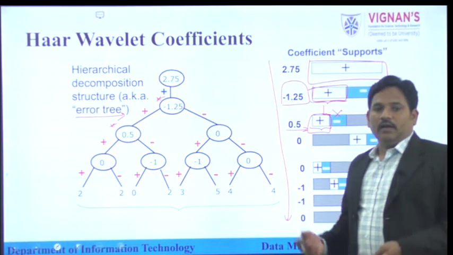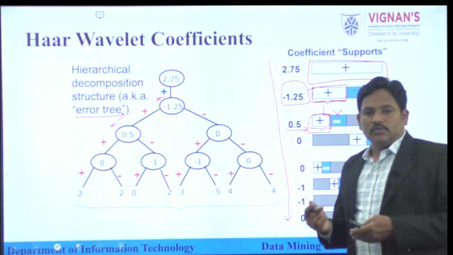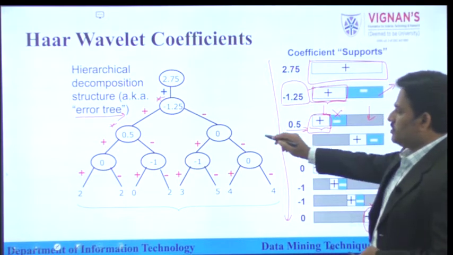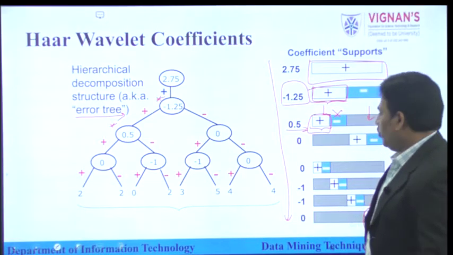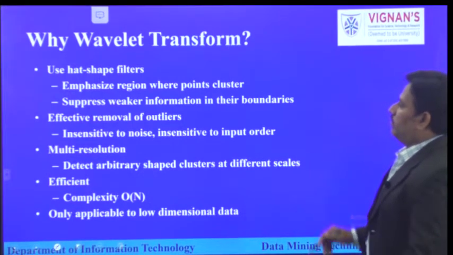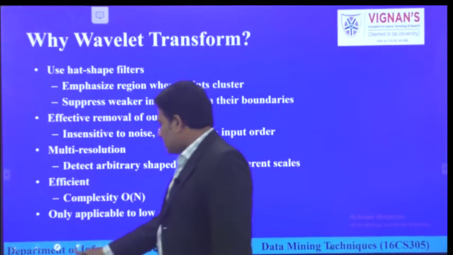So every time the length is going to be divided by 2, and the process is going to be repeated every time. So this is the way of constructing an error tree, or you can say hierarchical decomposition of Haar wavelet coefficient format. Now, why do we have to go for a wavelet transformation? Because it looks like a more complex activity.